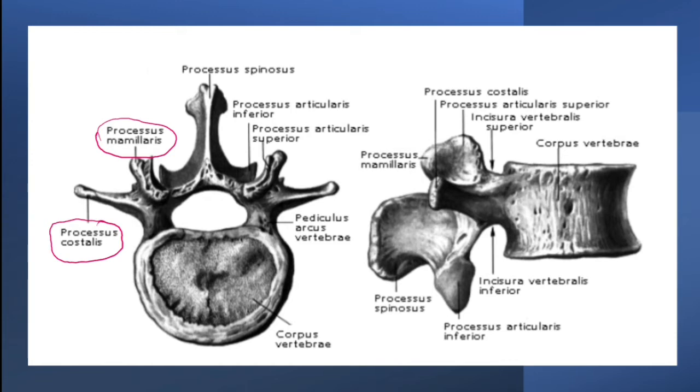If you look here, you need to pay more attention now. Looking downward here, you can see the inferior articular process, processus articularis inferior, and the processus articularis superior. So this one is the superior articular process, and this one down there is the inferior articular process. Here you can see the pedicle of the vertebrae, pediculus arcus vertebrae.